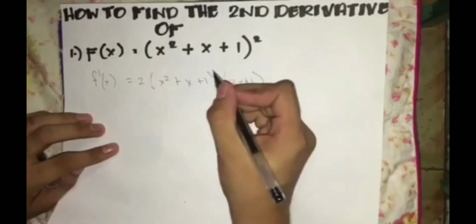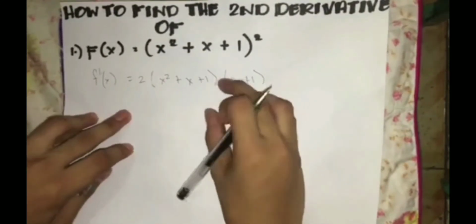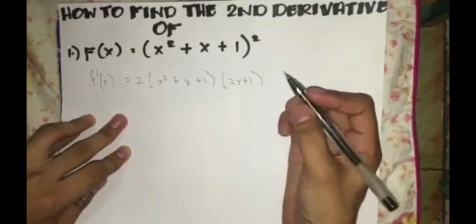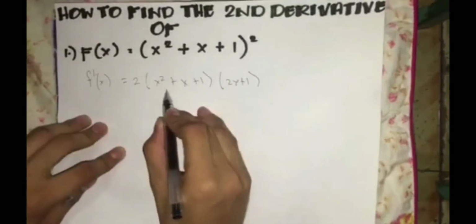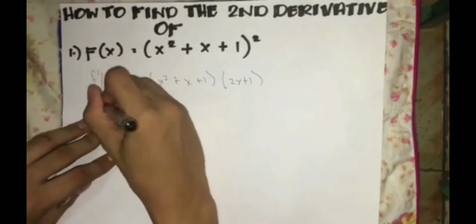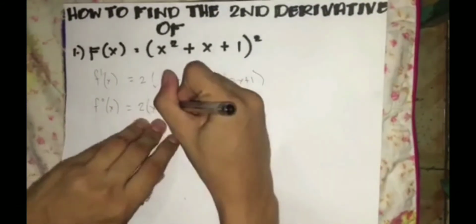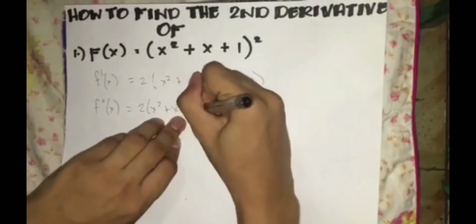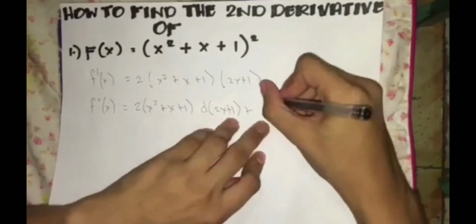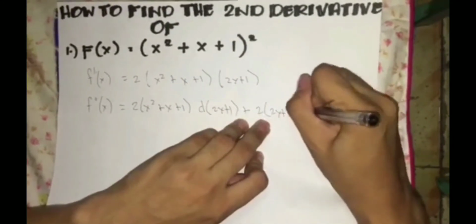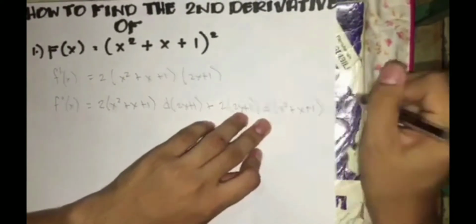So since we are finding the second derivative, we need to get the second derivative of this equation. So f double prime of x is equal to 2 times the quantity x squared plus x plus 1, times the derivative of the quantity 2x plus 1, plus 2 times the quantity 2x plus 1, times the derivative of the quantity x squared plus x plus 1.